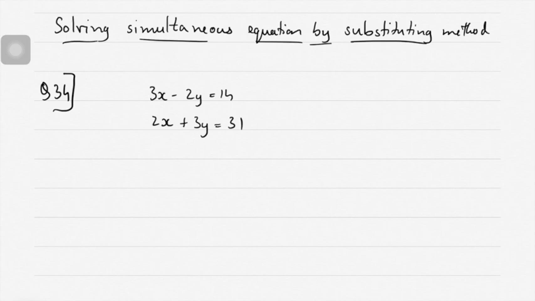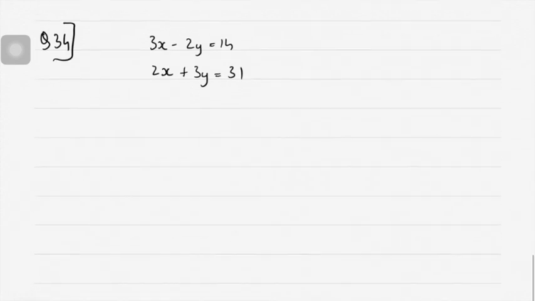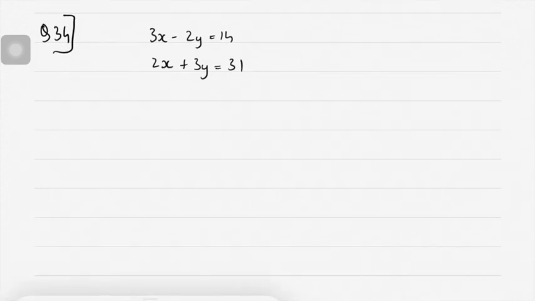Hello students, today we will be solving simultaneous equations by using the substitution method. Till now we were using the elimination method and solving the problems. Today we will use the substitution method and solve the problems. This is also very simple. Two equations are given and you have to find the values of x and y. So how to solve this?